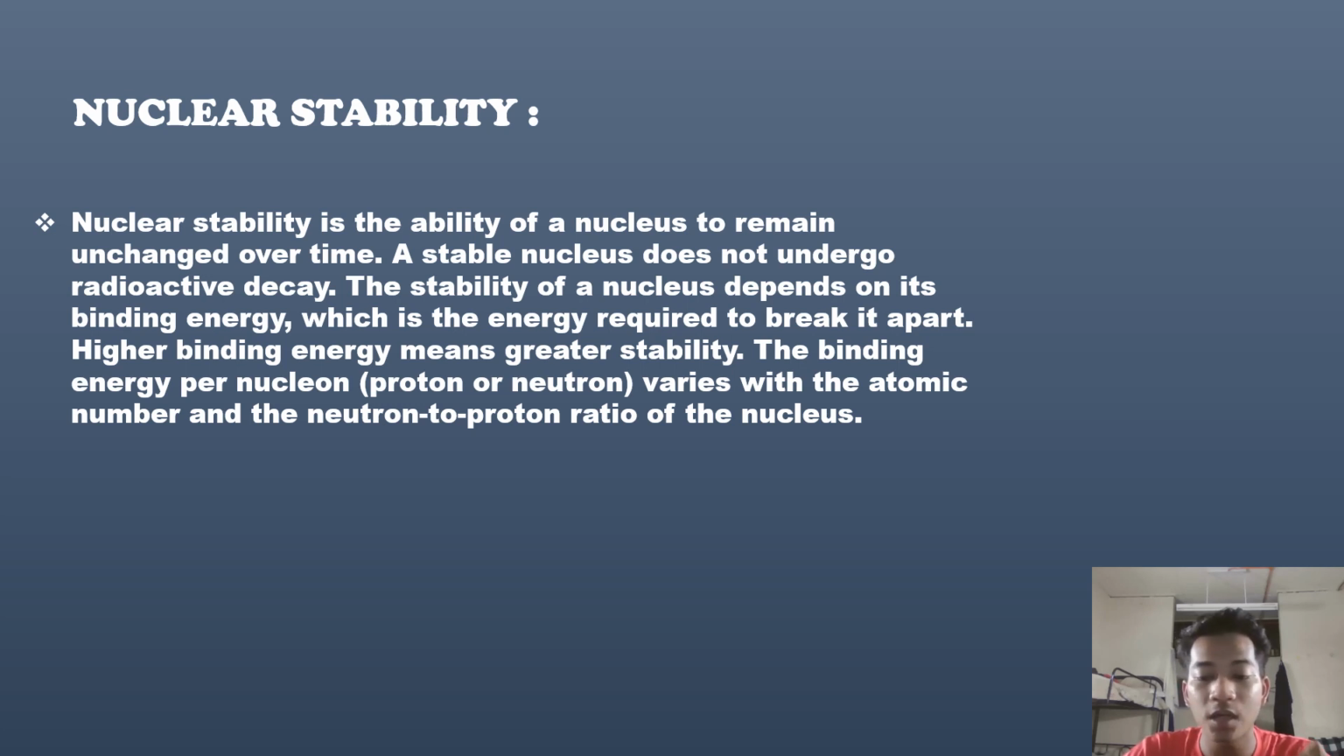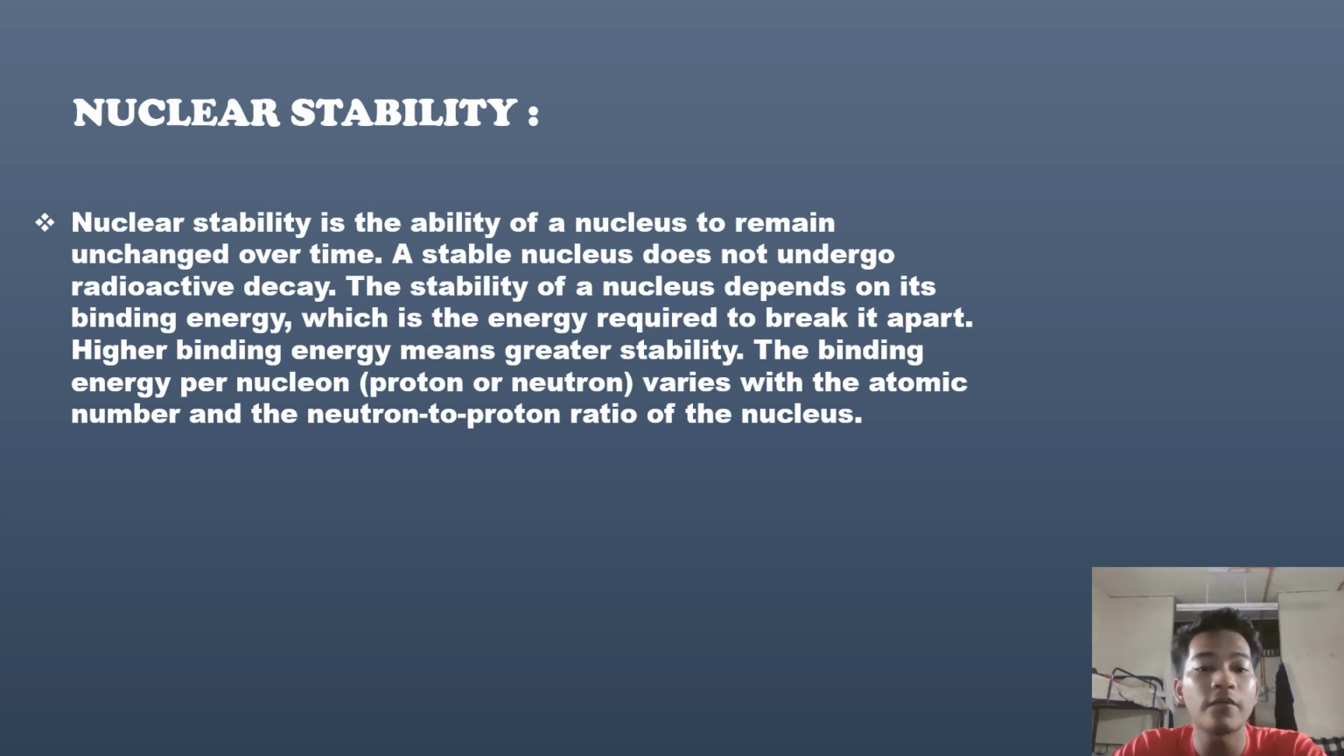A material containing unstable nuclei is considered radioactive. The decay results in an atom of one type, called the parent nuclide, transforming to an atom of a different type, named the daughter nuclide. Now let's get back to our topic.